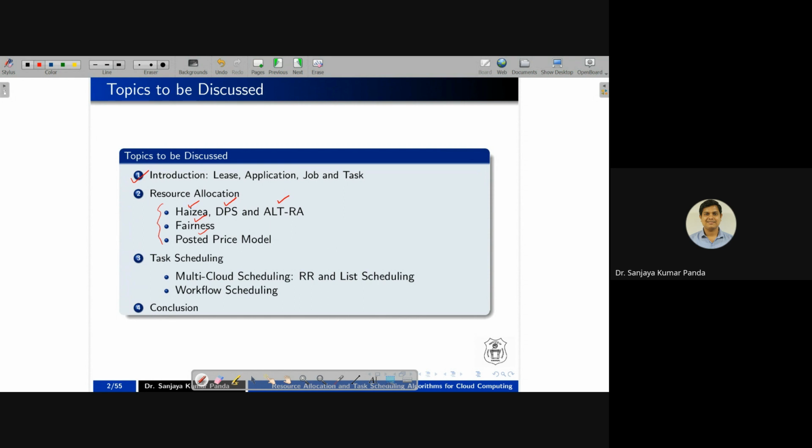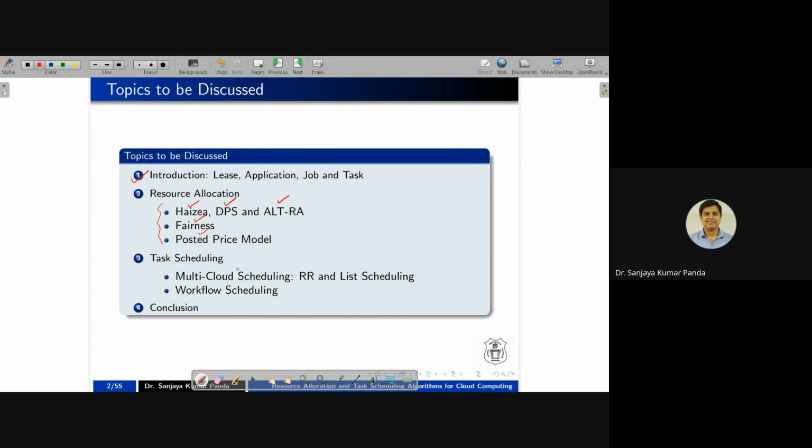Similarly, under task scheduling, one of the popular scheduling paradigms under cloud is multi-cloud scheduling. And the future of cloud is also multi-cloud. So one cloud is going to associate with another cloud, and like that, all cloud service providers will combine with each other to provide a unified service. So we'll see the concept of multi-cloud scheduling.